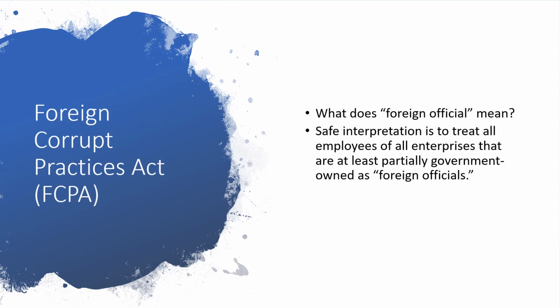But what does foreign official mean? Around the world, many companies are at least partially owned by a government. For example, Airbus is partially owned by the French government, the Spanish government, and the city of Hamburg. According to the FCPA, any Airbus employee purchasing something for Airbus is considered to be a foreign government official. A safe interpretation is to treat all employees of all organizations that are at least partially government-owned as foreign officials.